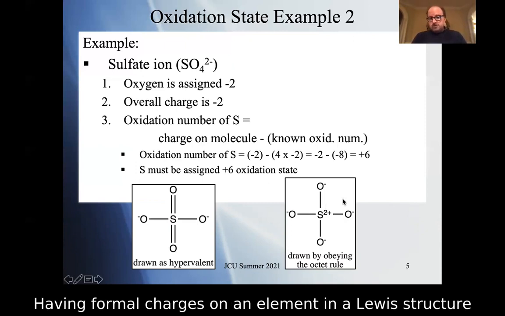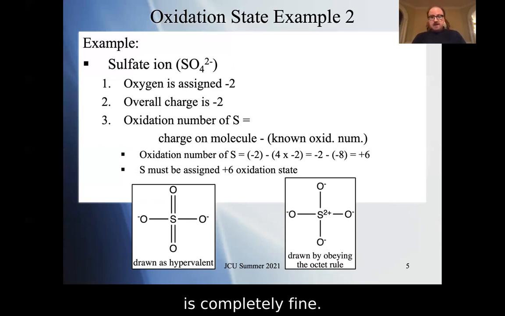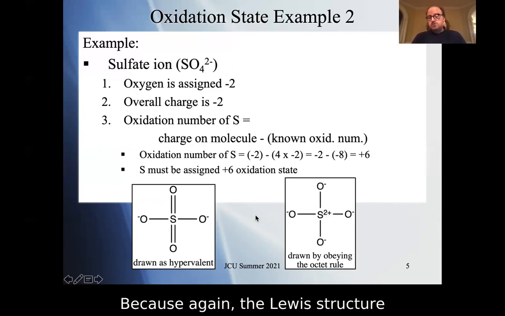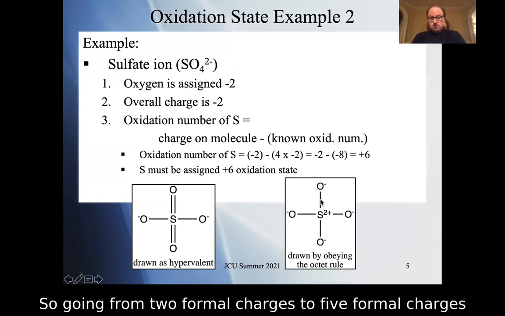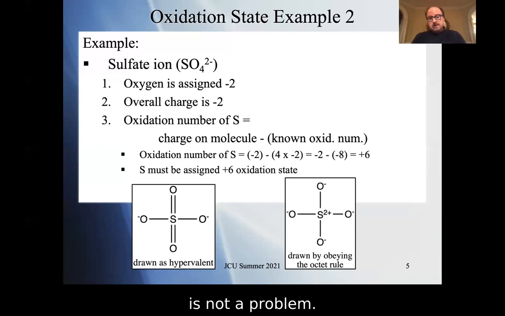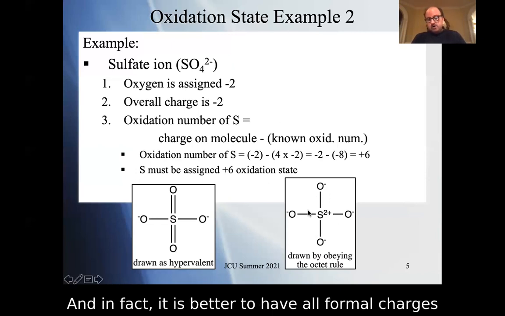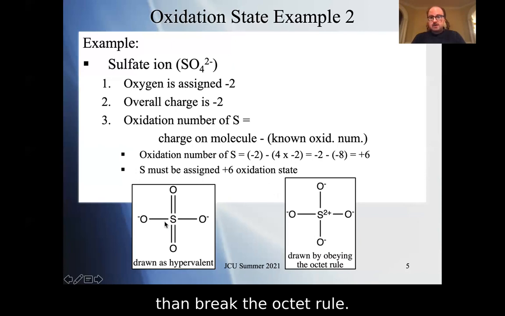Having formal charges on an element in a Lewis structure is completely fine, because again, the Lewis structure is only a model for the molecule, and formal charge is a formality. So going from 2 formal charges to 5 formal charges is not a problem. And in fact, it is better to have all formal charges than break the octet rule.